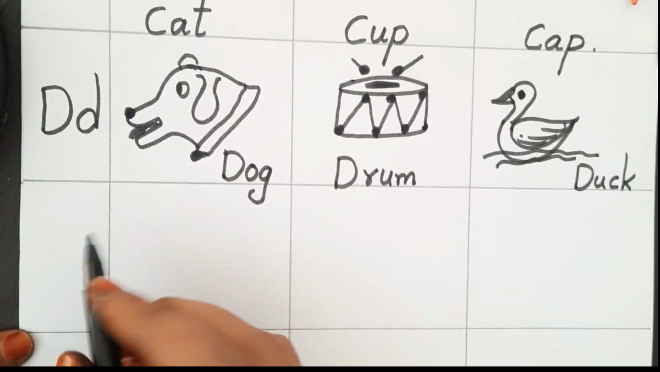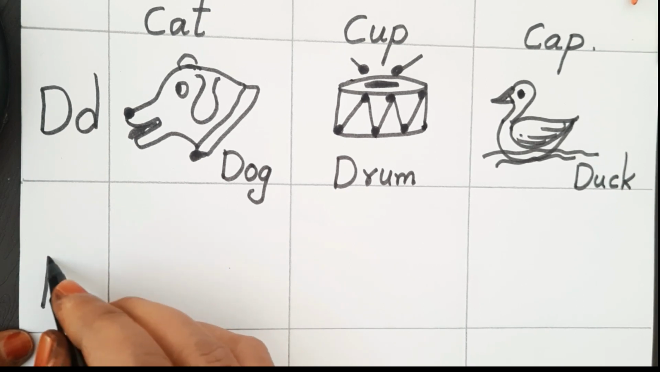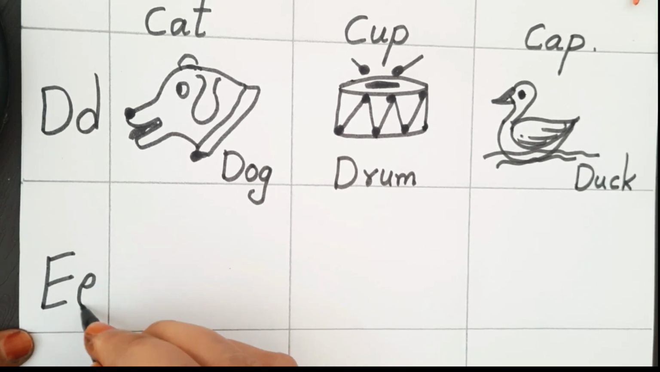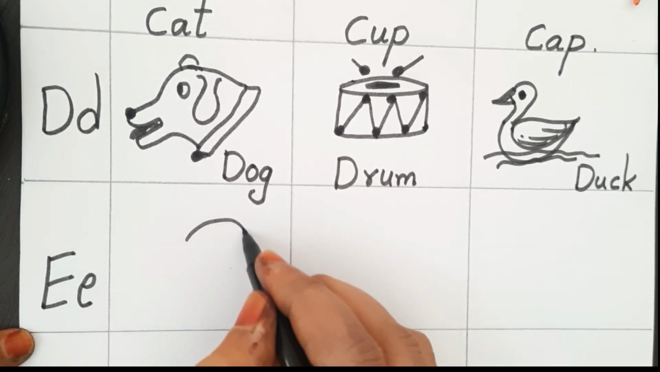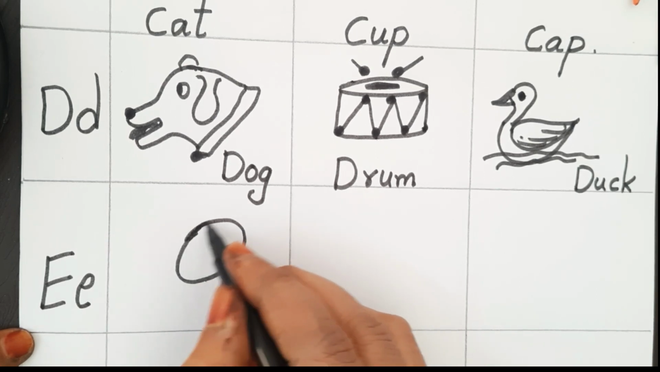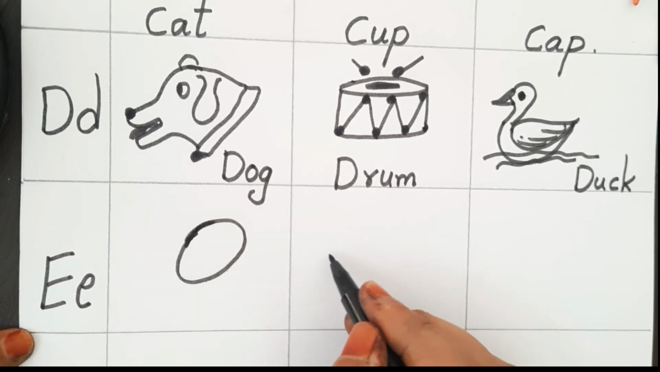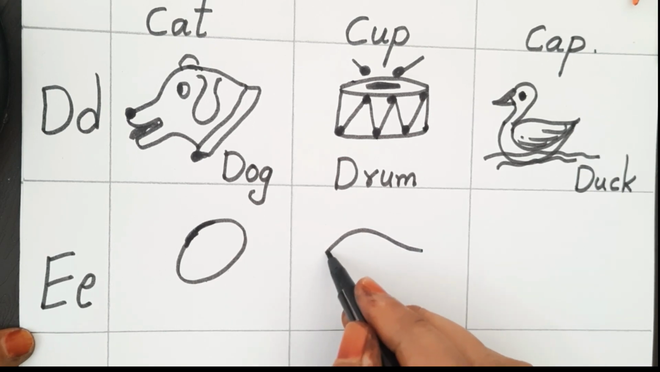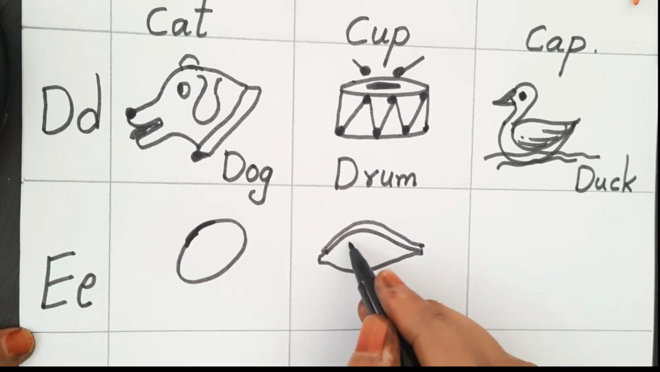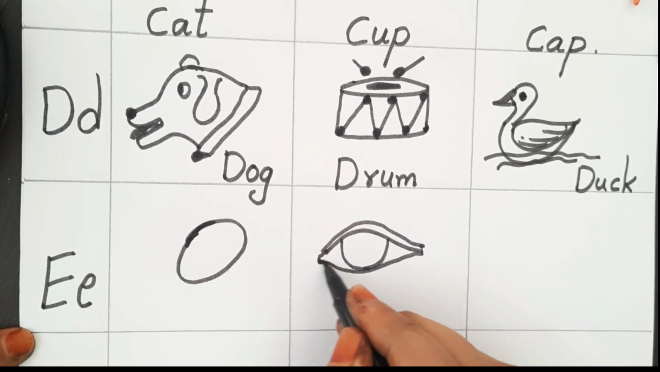The next letter is E. The sound of E is A. E for egg. E for eye.